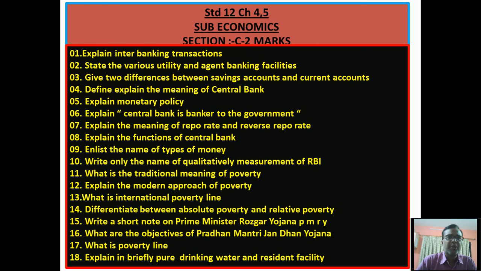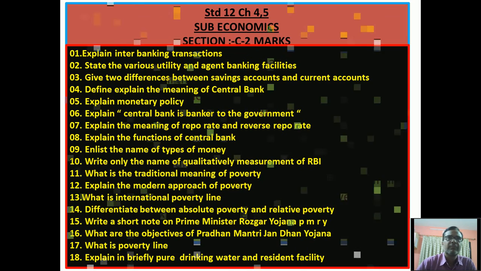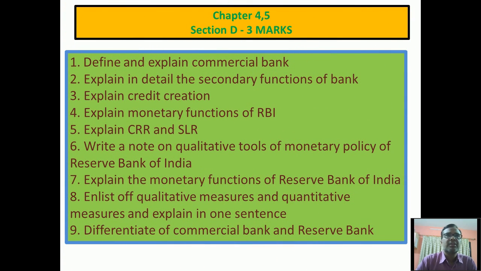Differentiate between absolute poverty and relative poverty. Write a short note on Prime Minister Rozgar Yojana, that is PMRY. What are the objectives of Pradhan Mantri Jan Dhan Yojana? What is the poverty line? Explain briefly. Pure drinking water and residential facilities. Now Section C is over for chapters 4 and 5.